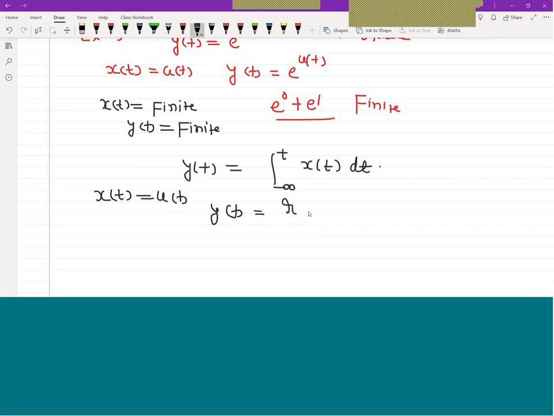r(t), and r(t) is what? At t equal to infinity, it's infinity. So this system is what? A bounded signal is generating an unbounded output. That's why it is an unstable system. So one integrator is an example of an unstable system.